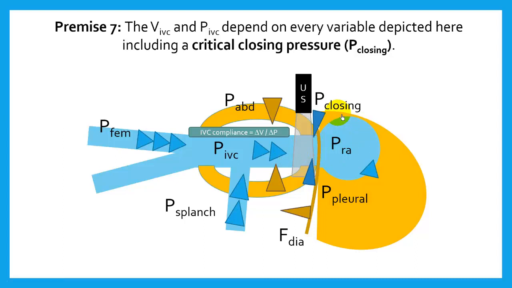You see this when you try and insert a peripheral IV in somebody who's hypovolemic. The same thing happens in your IVC. There's a critical pressure at which the veins will collapse on themselves, and that's called the closing pressure. So all of the things in this picture will impact what the pressure in the IVC is.